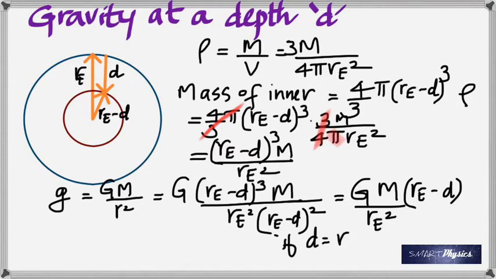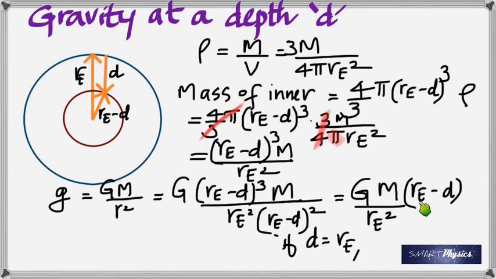And then you say if D is equal to the radius of the Earth. So where are we? If the depth is equal to the radius of the Earth, where are we? Remember, we're measuring D downwards, and I'm saying you've gone down equal to the radius of the Earth. So where are you? At the center of the Earth.